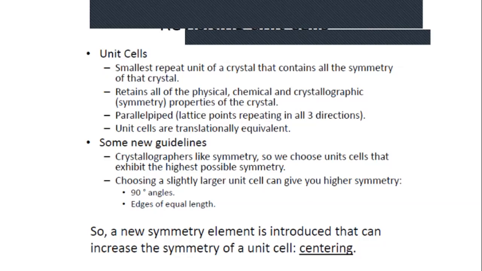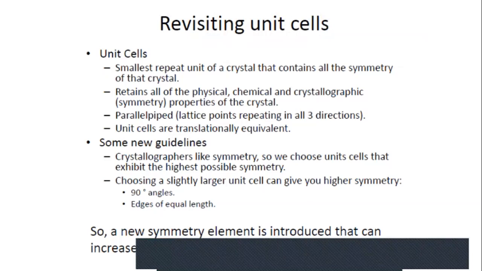So here we just want to revisit unit cells. We talked about at the very beginning, unit cells are the smallest repeat unit that contains all the symmetry of the crystal. So it just gets repeated in 3 dimensions. The unit cell has all the chemical, physical, and crystallographic properties of the crystal. It's a parallelepiped, and every unit cell is the same. The only difference is it's just been translated in the X, Y, or Z position.